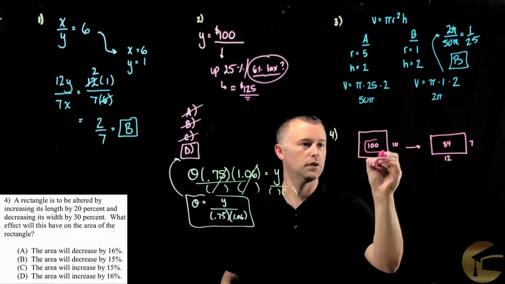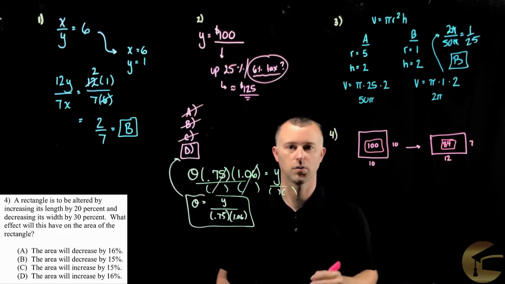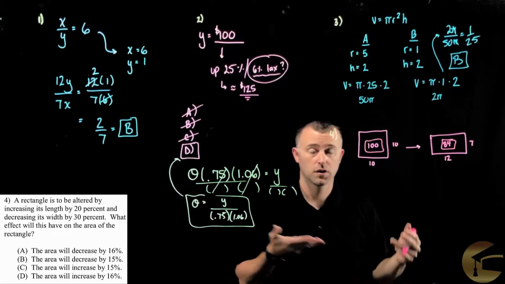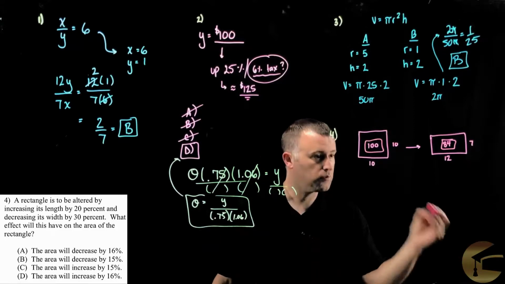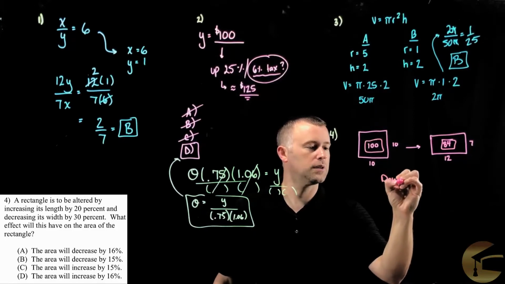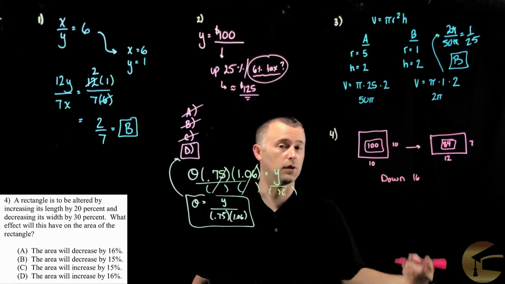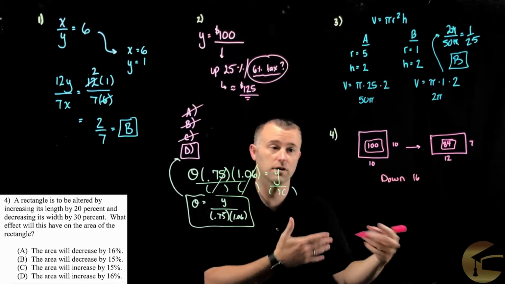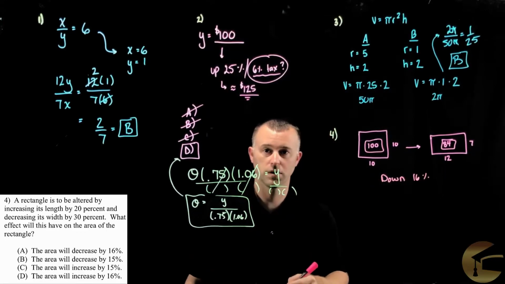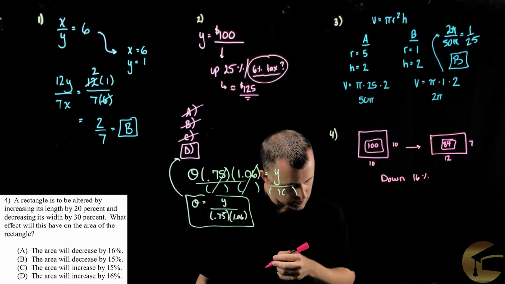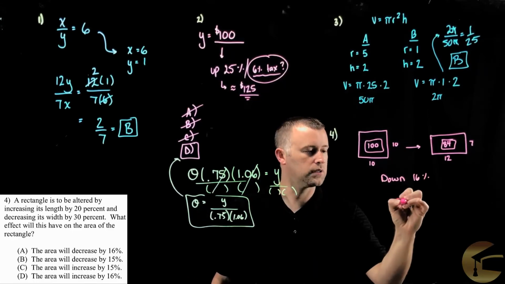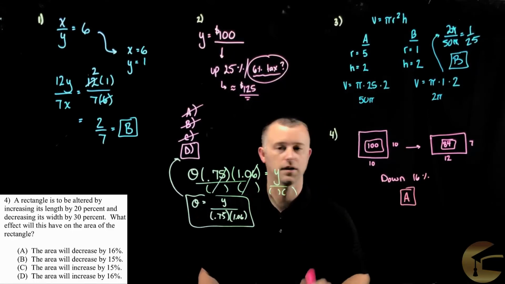So this is what we're really looking at, these two numbers right here. We went from 100 to 84. So we went down 16%. So we literally went down 16, but we don't have to convert that to percentages because it's out of 100. So we literally just put a percentage next to it. And down 16% is going to be answer choice A. And that is plugging in.